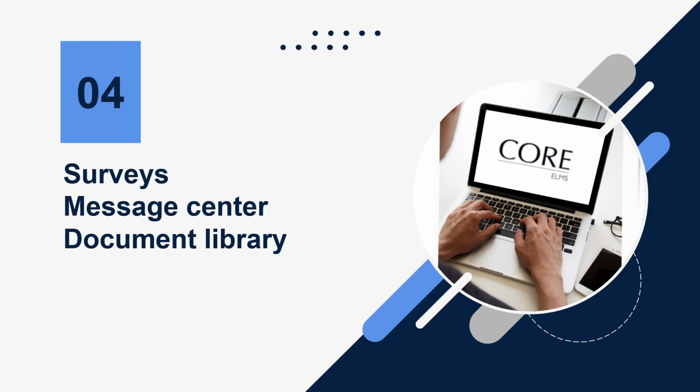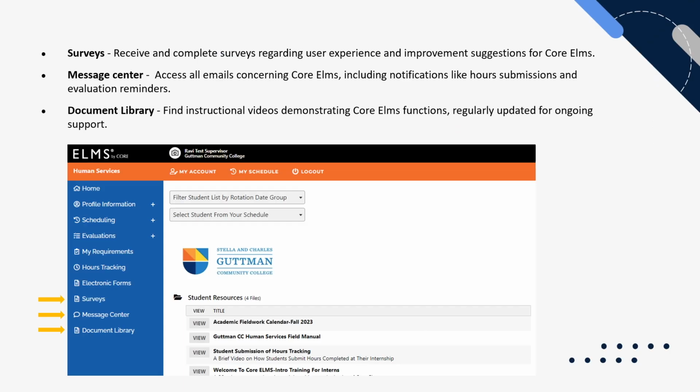Now we will go through these 3 important functions in Core Elms: Surveys, Message Center, and Document Library. You can access these 3 functions from the blue vertical menu bar on the left side. Surveys are where you will receive and complete surveys regarding user experience and suggestions to improve Core Elms. You will receive more surveys in the future as we construct more and more surveys on the Core Elms platform.